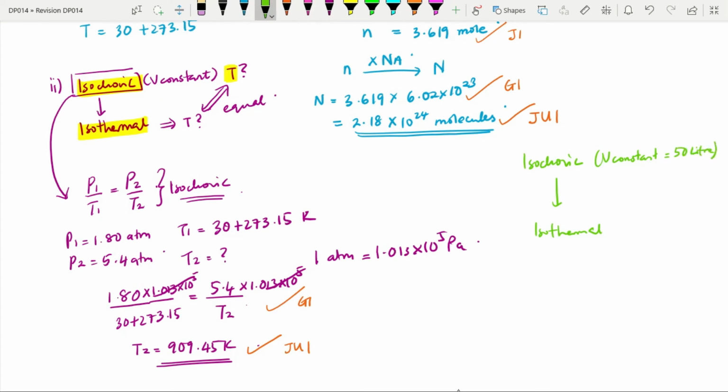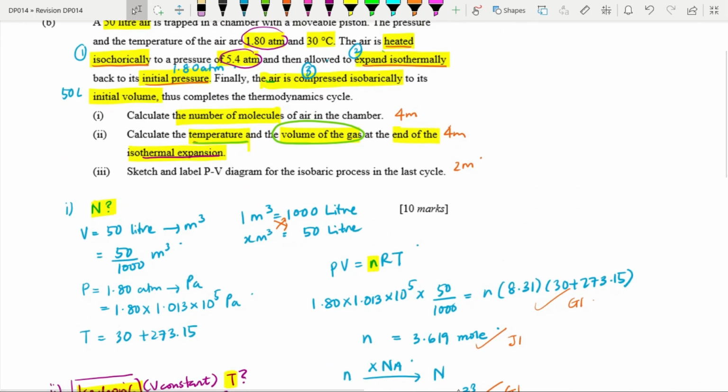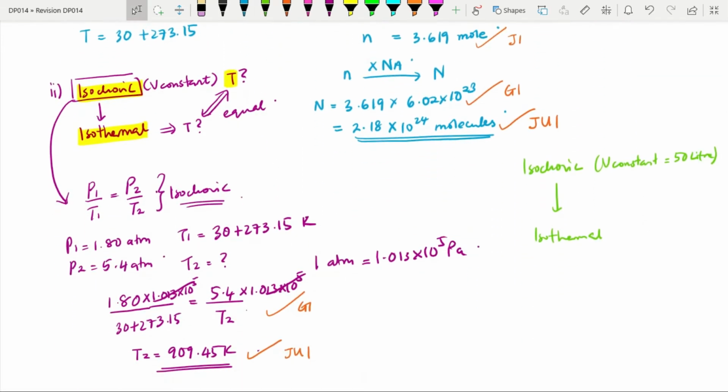Tetapi bila dia undergo isothermal expansion, volume akan bertambah. Isothermal temperature yang constant. Bila temperature constant, formula yang kita akan gunakan untuk isothermal adalah P1 V1 = P2 V2. So kita perlukan volume 2. Waktu isothermal ni, volume daripada 50 liter, dia expand kepada berapa.